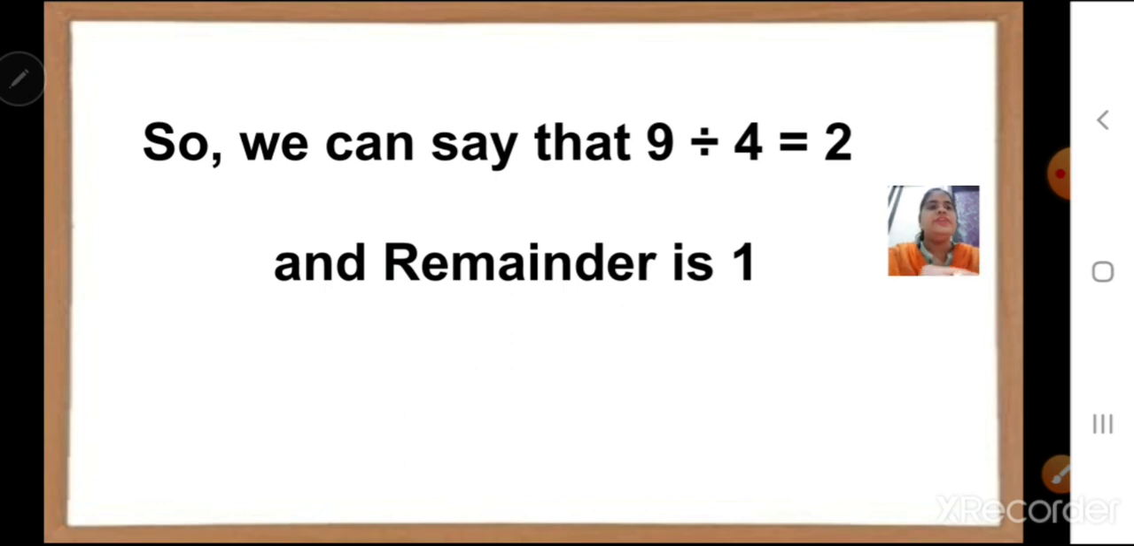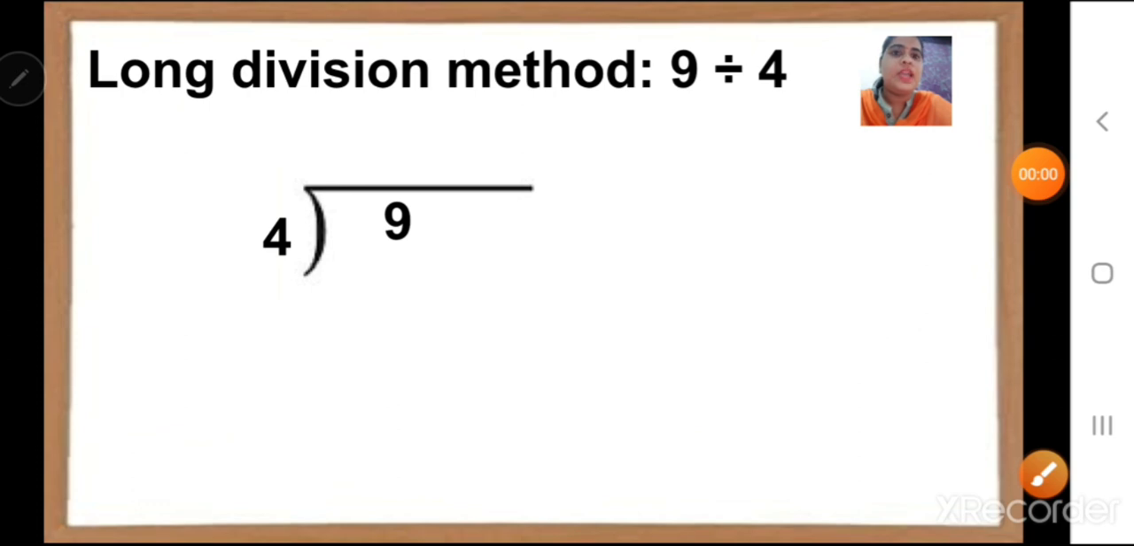Now children, if I want to divide these numbers with the long division method, how can we do it? Let us see. So the question is 9 divided by 4. First we have to draw the bracket, right? Because it is the long division method. After drawing the bracket, we first write the dividend, which is number 9, inside. And the divisor, which is number 4, will be written here outside.